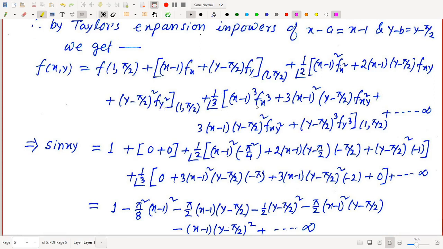Then 1 by 3 factorial times x minus 1 cube f suffix x cube plus 3 into x minus 1 square y minus pi by 2 f suffix x square y plus 3 into x minus 1 into y minus pi by 2 square f suffix x y square plus y minus pi by 2 cube f suffix y cube. All these third order partial derivatives should be at the point (1, pi by 2).